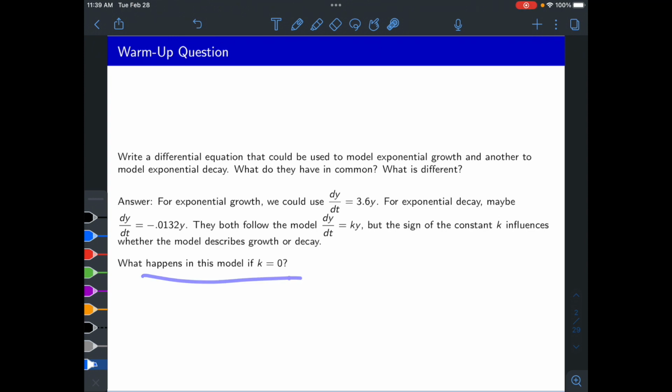You might also ask what happens in this model if k is equal to 0. So if k is equal to 0, you'd have dy/dt is just equal to 0 times y, so just 0. That would tell you that the rate of change is always 0, and so your population, or whatever y represents, just remains constant. So if your population is 100,000 and dy/dt is equal to 0, then your population is always going to stay at that fixed number, 100,000.